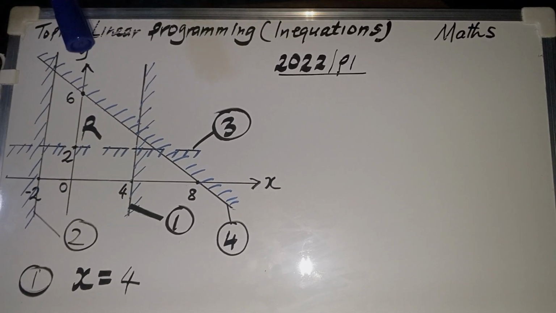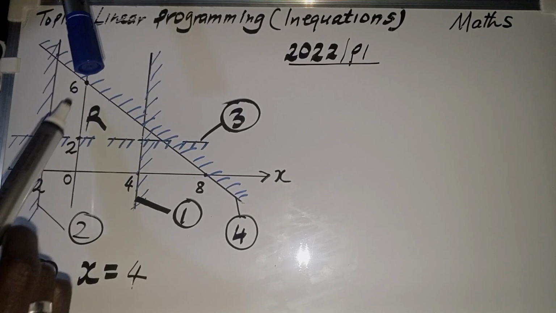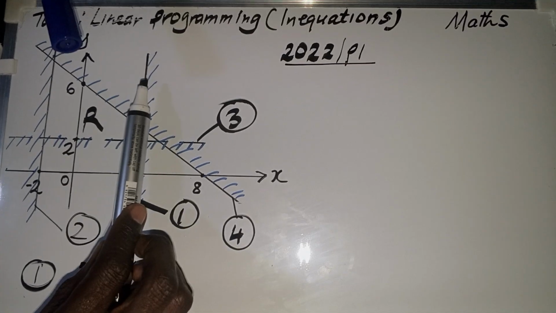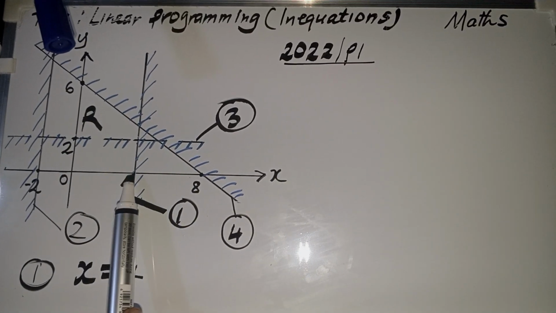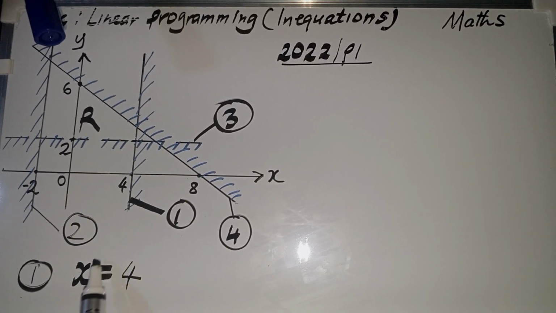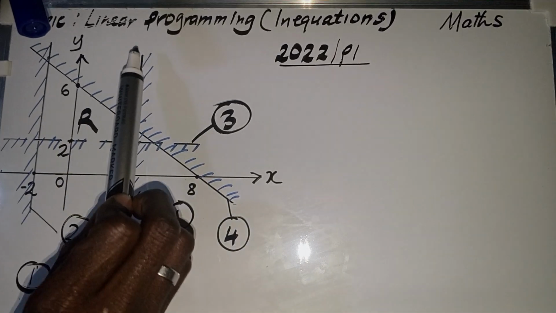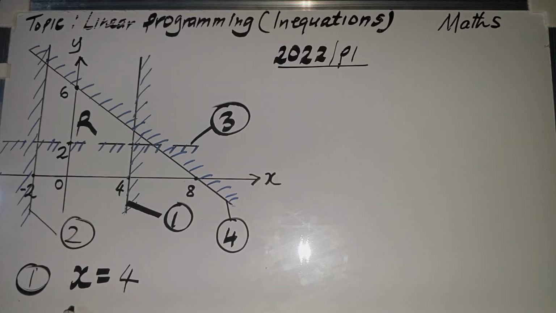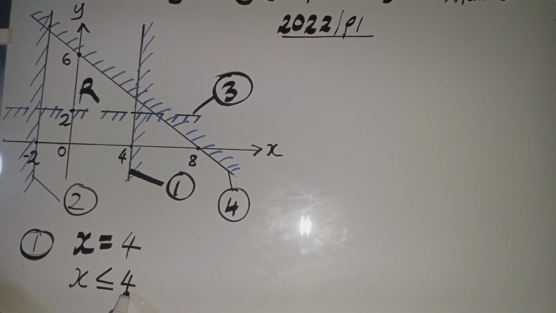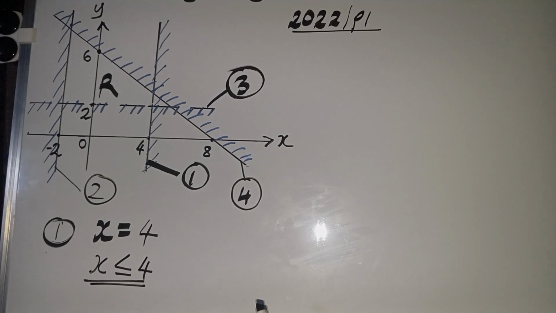Now if you notice, the region that we need is the unshaded region R. So where is it going? It is actually going this side. Now what do you notice about the numbers? If you compare along the x-axis, the numbers this side will be decreasing. So the inequality sign that you use to replace that equal sign is going to be less than. But because this is a solid line, our inequality is going to be x less than or equal to 4. So this is our first inequality. I hope we are together.